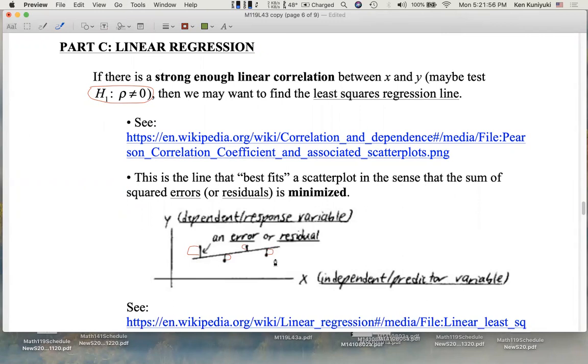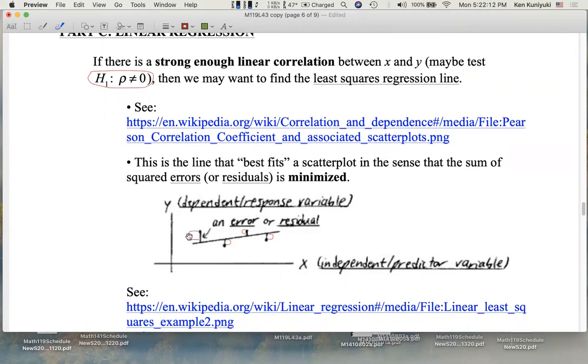There is one line that'll do that. It's kind of a calculus problem. There's one line that'll minimize the sum of the squares of these residuals. This is a line that best fits a scatter plot in the sense that the sum of squared errors or residuals is minimized. Y is the dependent or response variable, like midterm 2. X is the independent or predictor variable, like midterm 1.